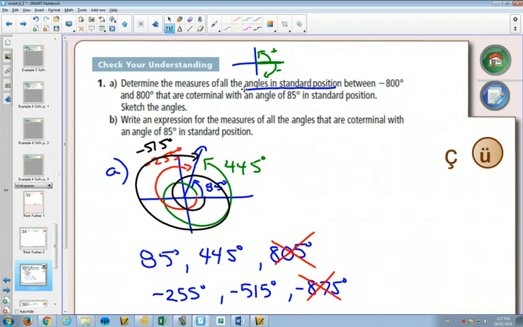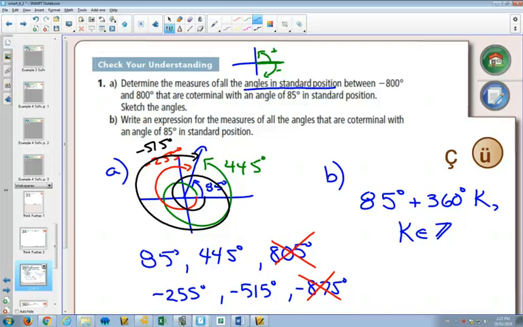Now in part B, we just did the ones between negative 800 and 800. If we had to write an expression for all of the angles coterminal with 85, and this is what we did a little bit the other day as well, we'd start with 85 degrees, then you can add 360 degrees times k as long as k is an integer. If k is any integer, that means you can add or subtract, because k could be a negative number, 360 as many times as you want. And that would list all the angles that are coterminal with 85.